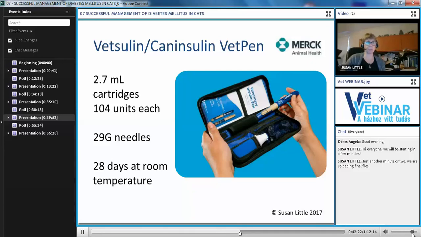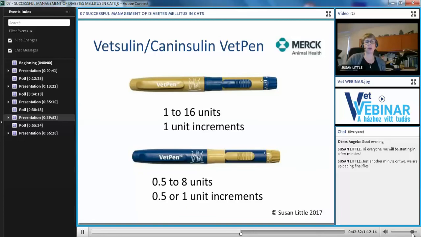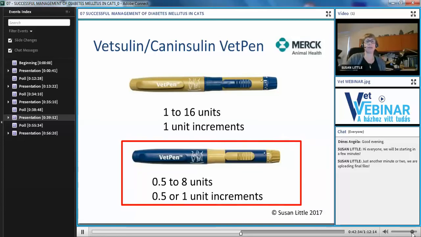They come in two sizes. One size that's better for dogs because it measures 1 to 16 units in 1 unit increments, and then it also comes in a smaller size going up to 8 units. It's better for cats, and it measures in half or 1 unit increments.